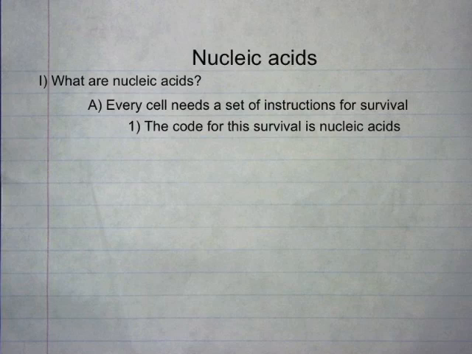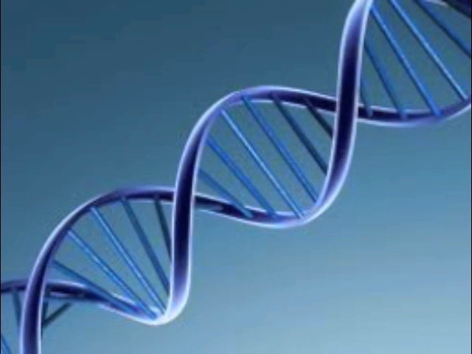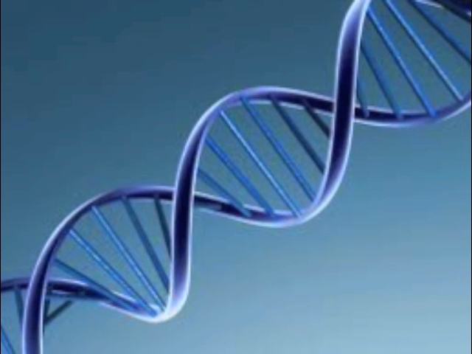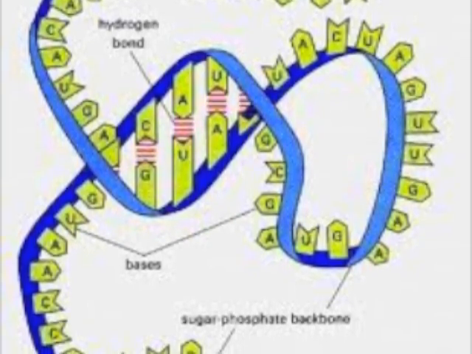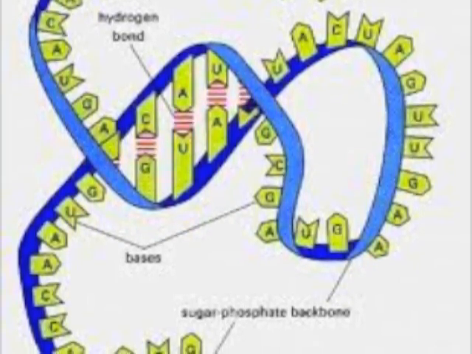What are nucleic acids? Every cell needs a set of instructions for survival. The code for this survival is nucleic acid. Nucleic acids act as the information carriers for the cell. Together, they are able to make sure that the cell performs all the necessary functions in order to survive.